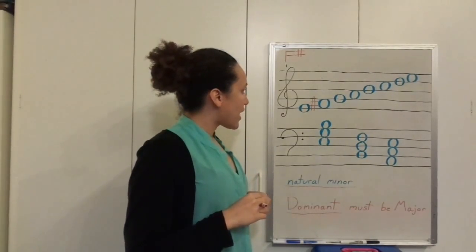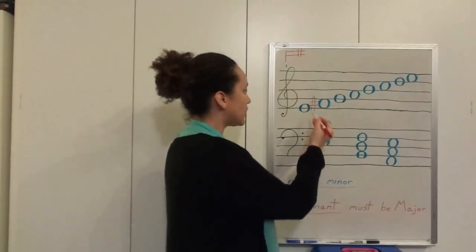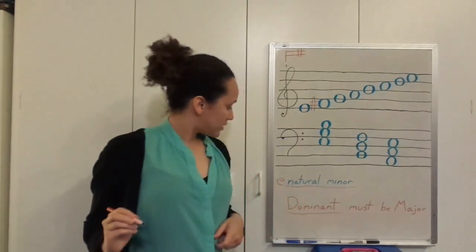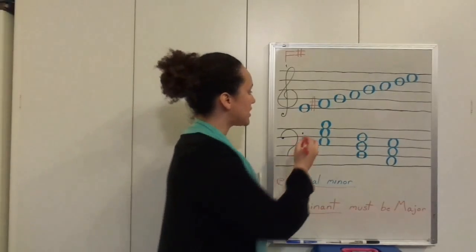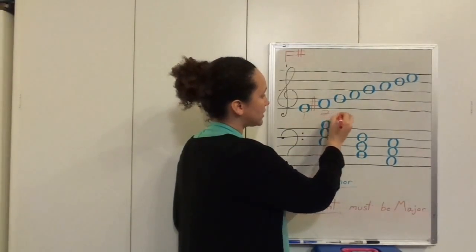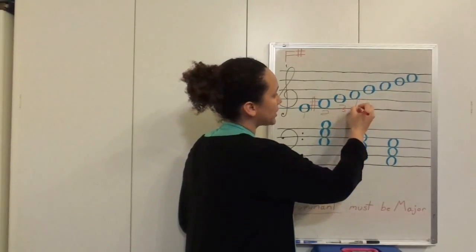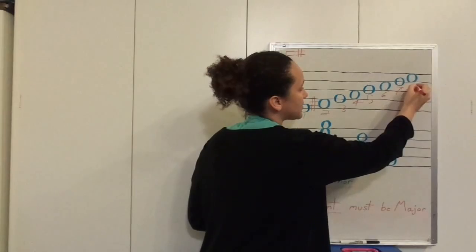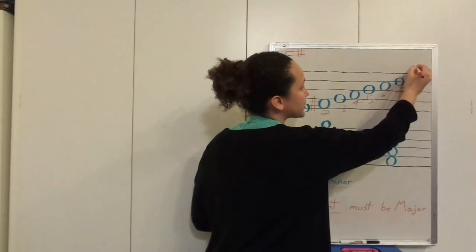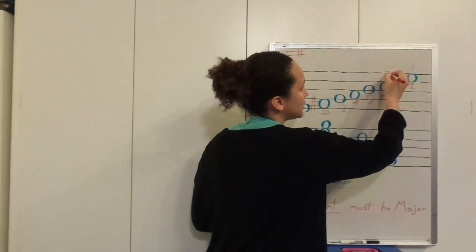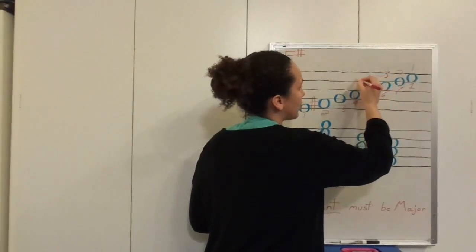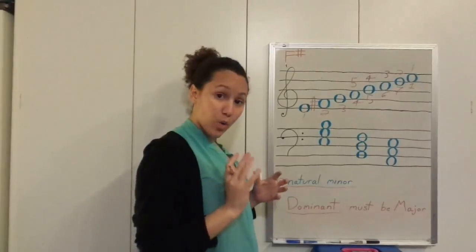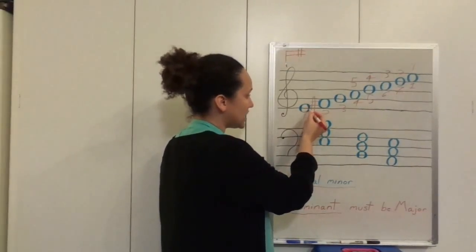So let's figure out what these numbers are. The lowest one, E. Let's put E down here for the E natural minor. The E is 1, F sharp 2, 3, 4, 5, 6, 7, and 1 again. And of course counting down 1, 2, 3, 4, and 5. So our 1 chord or tonic chord would be E.